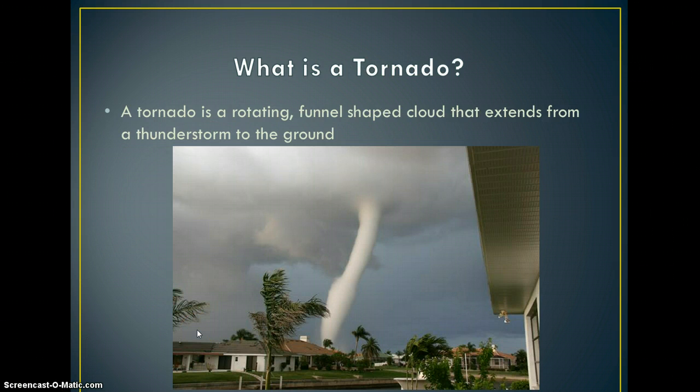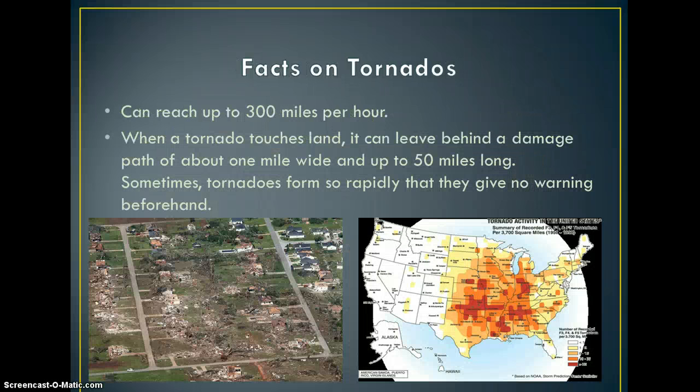So finally, we're going to talk about tornadoes. A tornado is a rotating funnel-shaped cloud that extends from a thunderstorm to the ground with whirling winds that can reach up to 300 miles per hour. When a tornado touches land, it can leave behind a damaged path of about 1 mile wide to up to 50 miles long. Sometimes tornadoes form so rapidly that they give no warning beforehand.